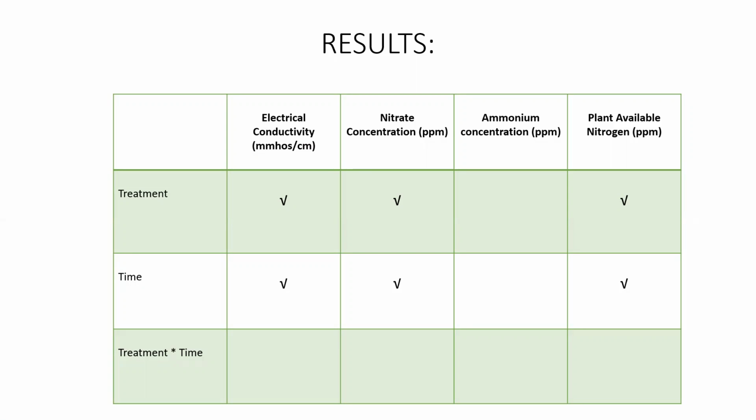None of the components were significant for the interaction of treatment and time, so we would not be discussing this in our presentation. Electrical conductivity, nitrate, and plant available nitrogen was significant for treatment as well as the time, but ammonia was not significant for any.